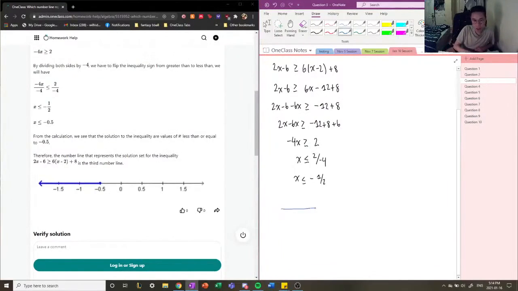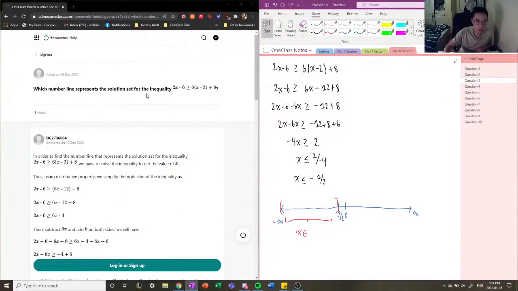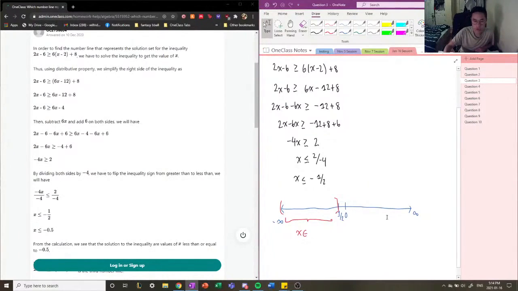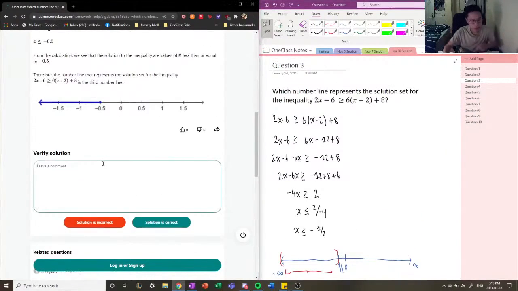If we have our number line, where this is infinity and this is negative infinity and this is 0, and this is negative half here, our solution is going to be from here and beyond, right? So x belongs to this part of our number line. Okay? So that's what it means to find the number line which represents a solution set for the inequality. You have to draw the number line and identify which part of the number line satisfies your inequality. Okay? So the solution is correct.